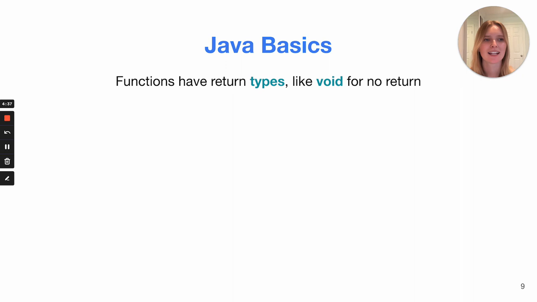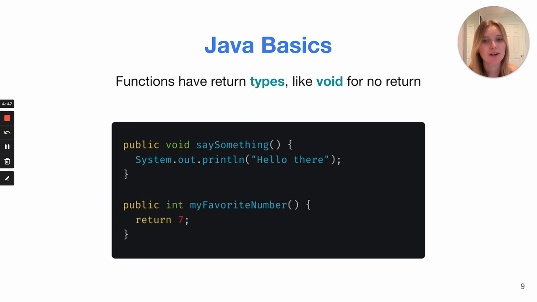Next, functions actually have return types, and void represents having no return. Here are two examples of Java functions. The first function is void, and that means it does not return anything. And you can see that because there is no return keyword in the body of the function. The second function, however, is an int return type. And that means it's going to return an integer, and in fact it does. It returns 7.